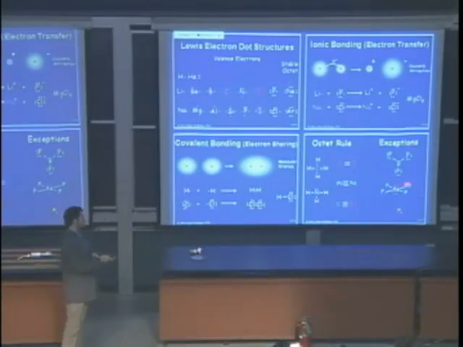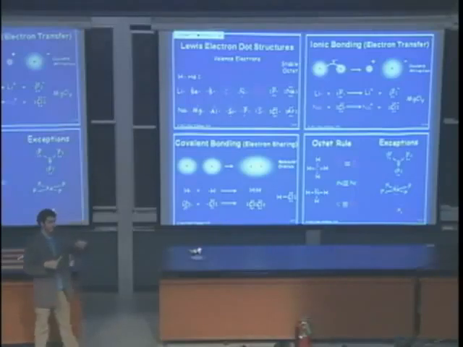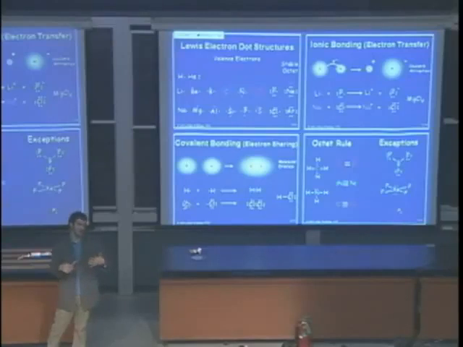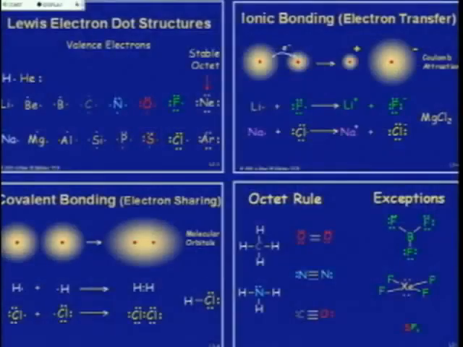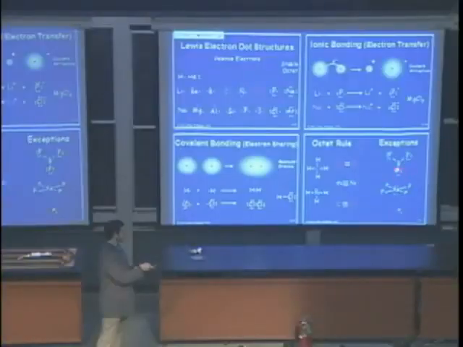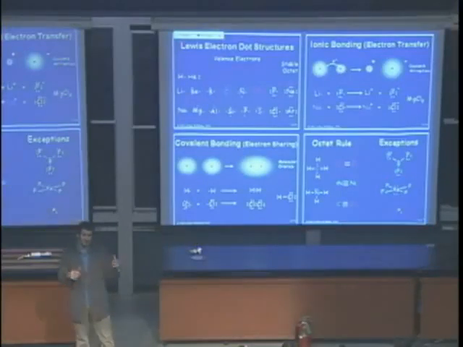Some of the exceptions, though, like we had BF3. Boron only has 3 valence electrons. Fluorine brings 7 to the table, so we've got a total of 24. Now, if we give an octet around all our fluorines, in order to get the octet around boron, we would have to form a double bond between a fluorine and a boron. And since fluorine is the most electronegative, it doesn't like to share electrons. So instead of forming that double bond, we're just left with an electron-deficient boron in the center.